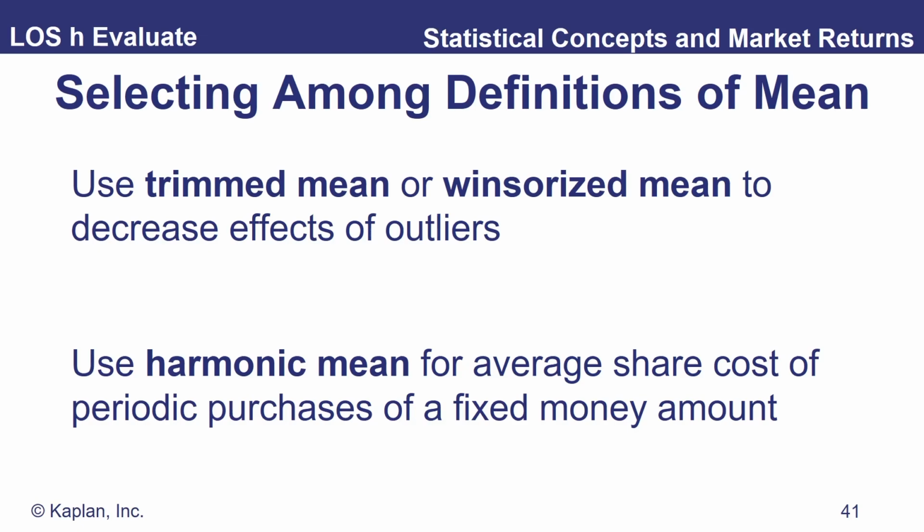Harmonic mean, our final one here. Of course, we use our harmonic mean when we're looking at the average price paid for shares when we're investing a fixed monetary amount each period. And those periods need to be equally spaced, we should point out as well. So those are our measures of central tendency. Absolutely critical to make sure you've mastered those for your examination.